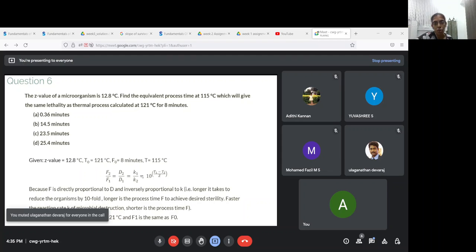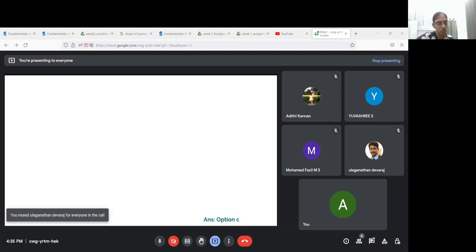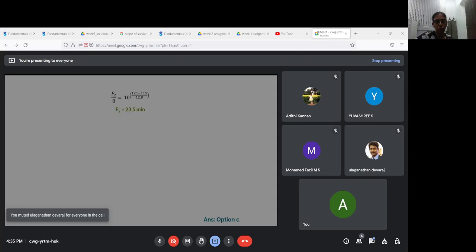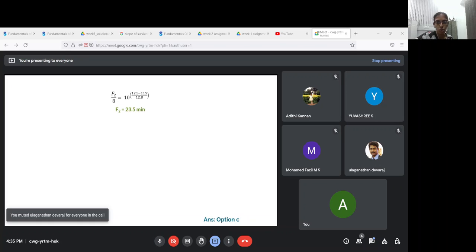Whereas when we talk about the reaction rate, let's say your microbial death kinetics reaction rate is extremely fast, which means your number of cells are rapidly decreasing. This means your bacteria is sensitive to heat. The more sensitive it is to heat, the higher the rate of reaction and the lower the time required to kill the bacteria. So higher the rate, lower the time required. Higher the resistance, higher the time required. It's just that simple concept. You can use this relation for calculating F2. So F2 is 23.5 minutes and the answer to this question is option C.